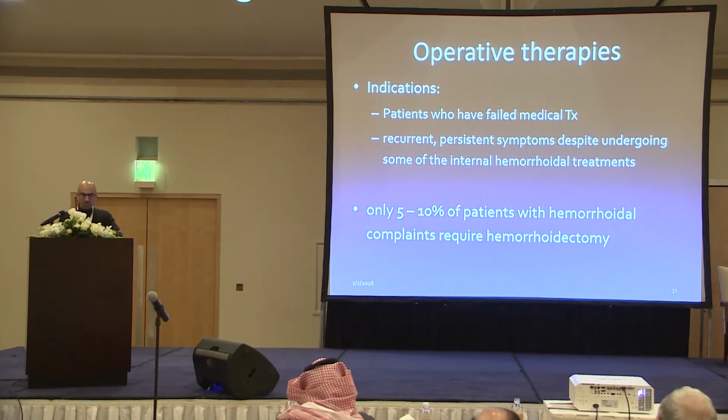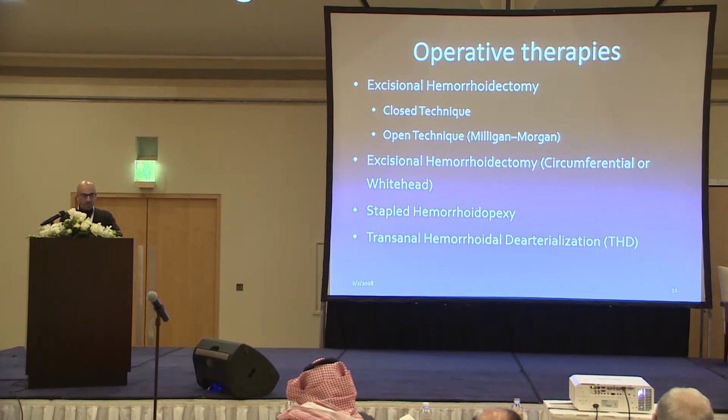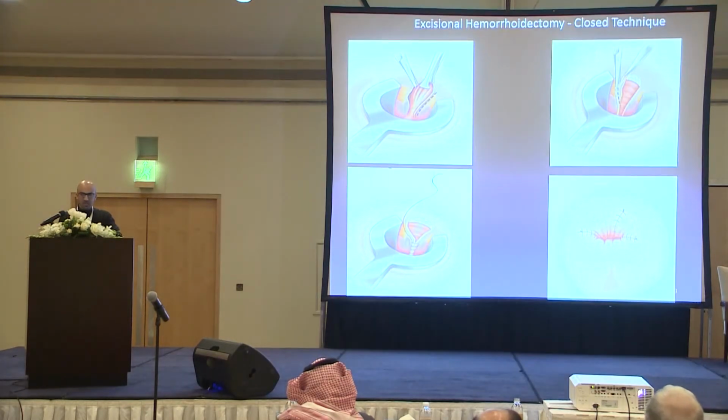Operative therapy is indicated in patients who failed medical treatment, or if the symptoms are recurrent or persistent. And just to highlight, only 5 to 10% of patients with hemorrhoidal complaints will really require a surgical hemorrhoidectomy. There are different techniques. However, the most common is the excisional hemorrhoidectomy with the closed technique. And this is how it is done. The hemorrhoidal complex is identified and dissected off the sphincter muscle, and then the incision is closed.